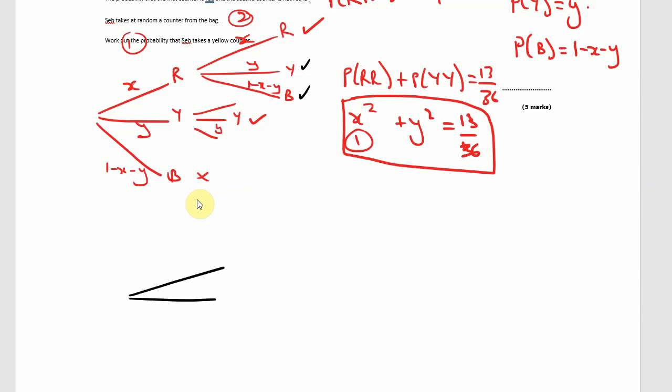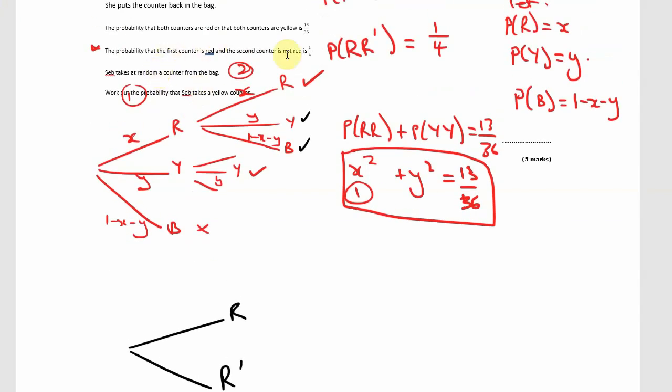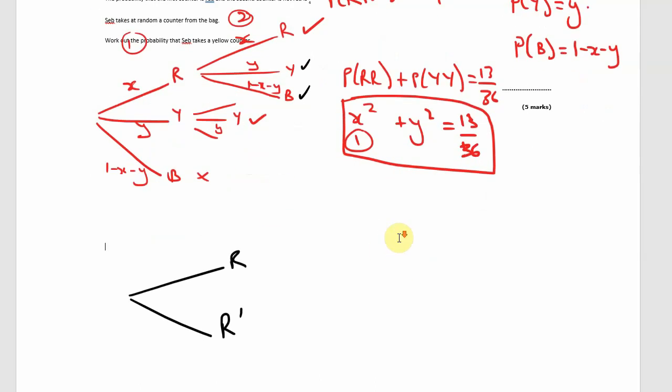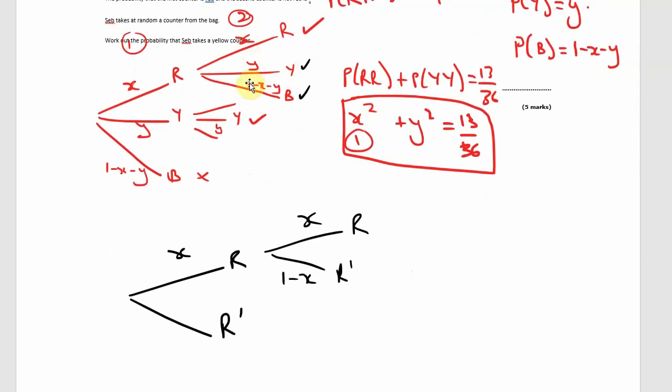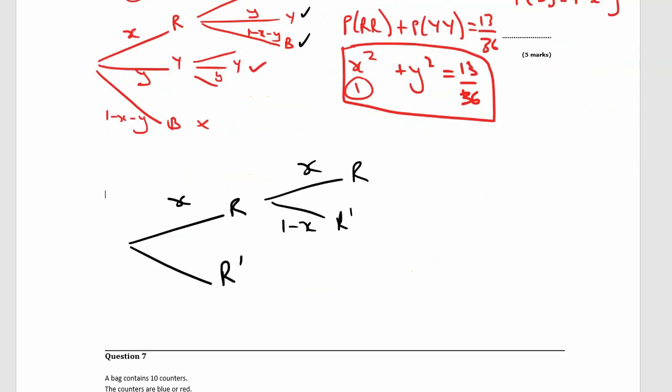So if I revise my tree diagram, I am just going to have it as red and not red, because that's all this second part is asking. It's only asking about red or not red, so we don't actually care if it's yellow or blue. We just want red or not red. So the probability of red is x. The probability of not red is 1 minus x, and you can actually get that by doing 1 minus x minus y plus y. That'll just get you 1 minus x.